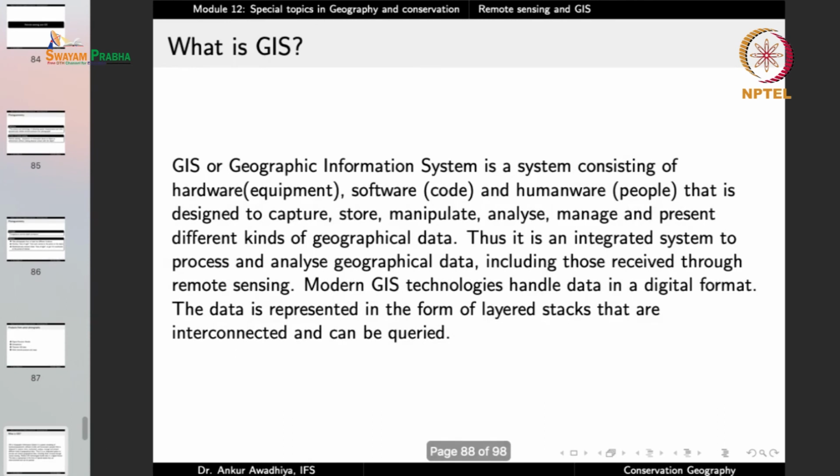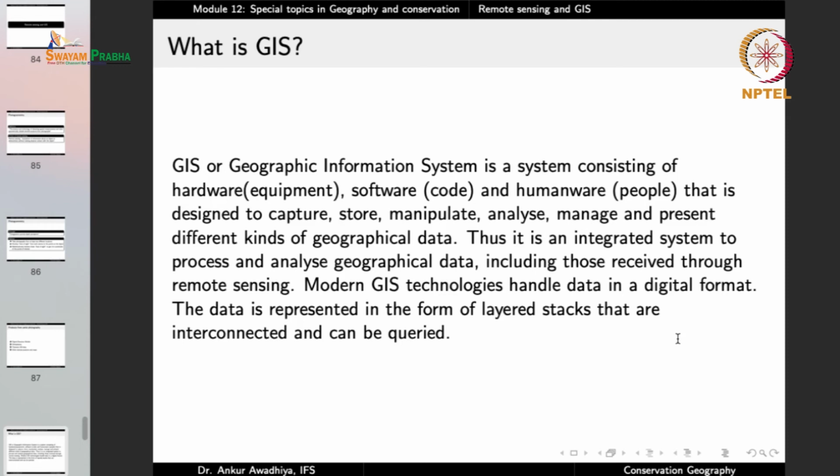Now in this context, GIS refers to Geographic Information System, which is a system consisting of hardware, software, and humanware that is designed to capture, store, manipulate, analyze, manage, present different kinds of geographical data. It is an integrated system to process and analyze geographical data, including those received through remote sensing. So we can use several different kinds of data here.